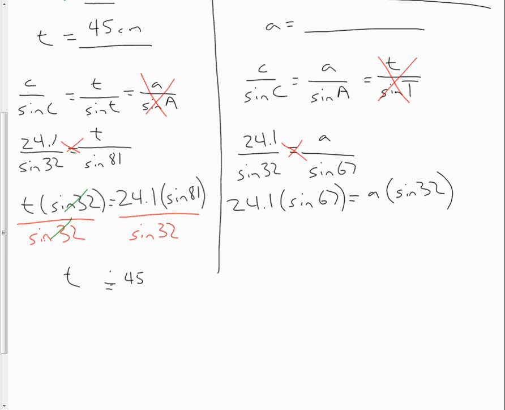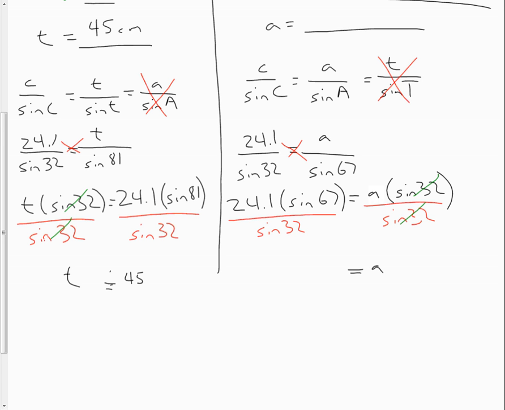So now I want to get that A value all by itself. Right now that A value is being multiplied by sine 32. The opposite of multiplying by sine 32 is dividing by sine 32. So I want to divide both the left and the right side by sine 32, because what you do to one side of the equation, or the equal sign, you have to do to the other. So I'm just left with A. The reason I'm left with A is because sine 32 divided by sine 32 is 1, right? And 1 times A is still A.